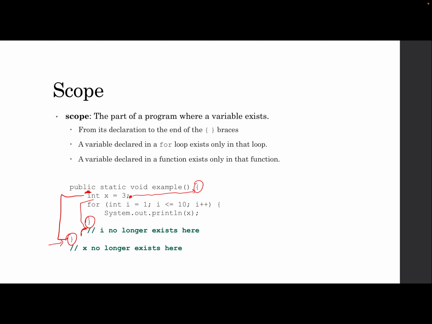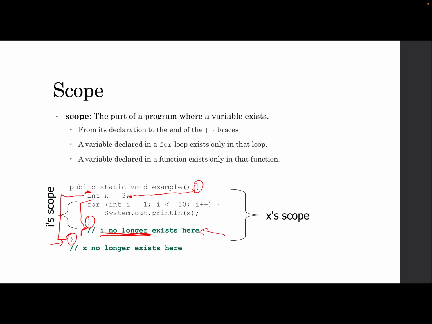So again, in this example, x is declared at the beginning of the function, so it exists throughout the entire function. But the variable i is declared inside of the for loop. So x's scope is available inside of this entire example function, whereas i is only declared and available inside of the for loop. So i only exists inside of that loop. Once we leave the for loop, i no longer exists. So if we try to use i outside of the for loop, Java is going to give you an error.